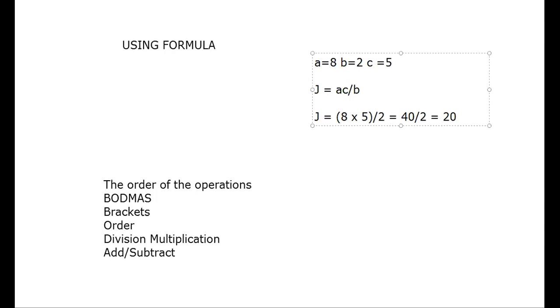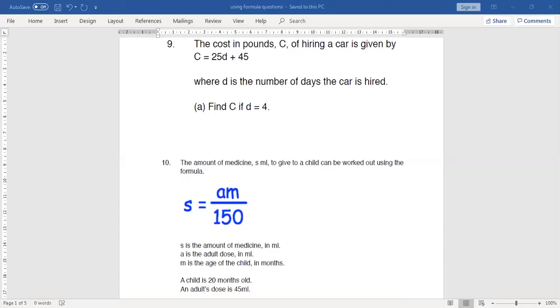We'll do some worked examples now. Right, guys, so we'll have a look at this wee question here. It says here that the cost in pounds, C, of hiring a car is given by the formula C equals 25D plus 45, where D is the number of days the car is hired. Find C if D equals 4. So we're trying to find C, which is the cost if D equals 4.